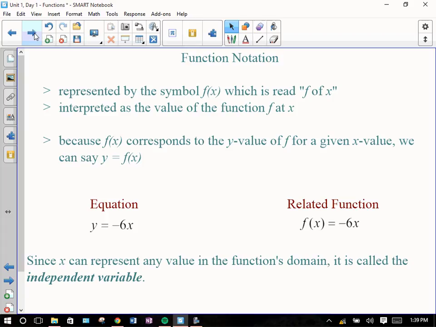All right. Yeah, you guys can just go ahead and keep writing it down, as long as we're paying attention.